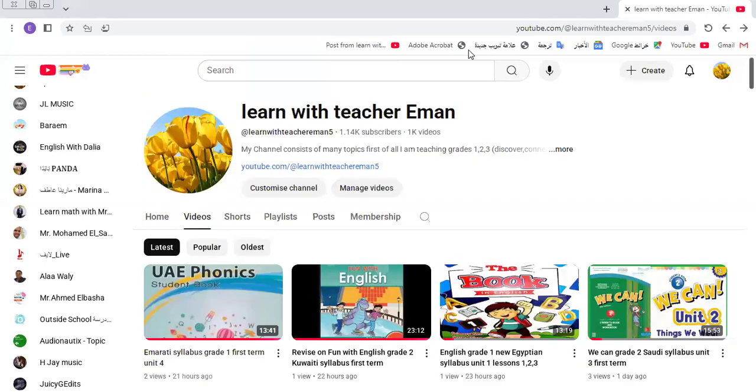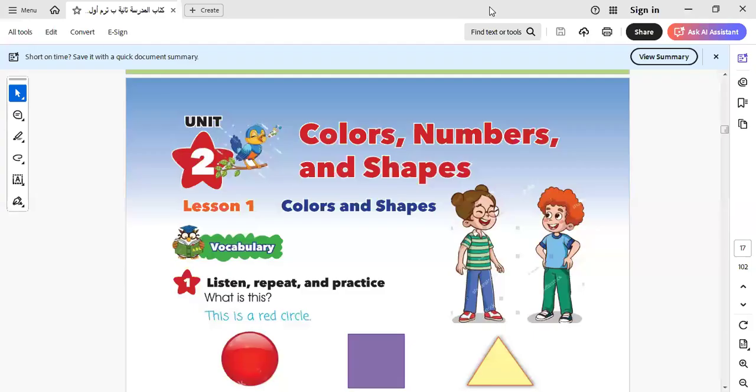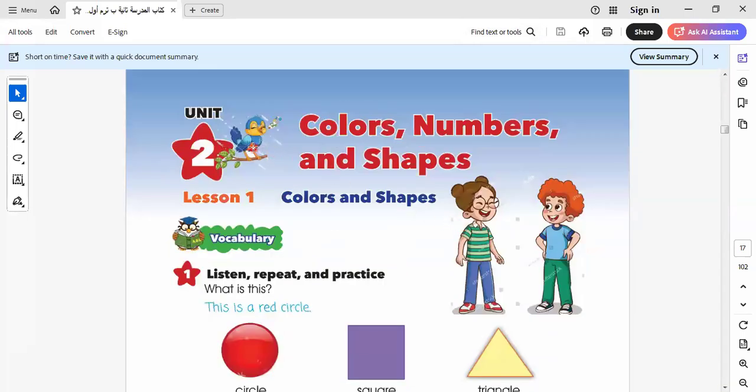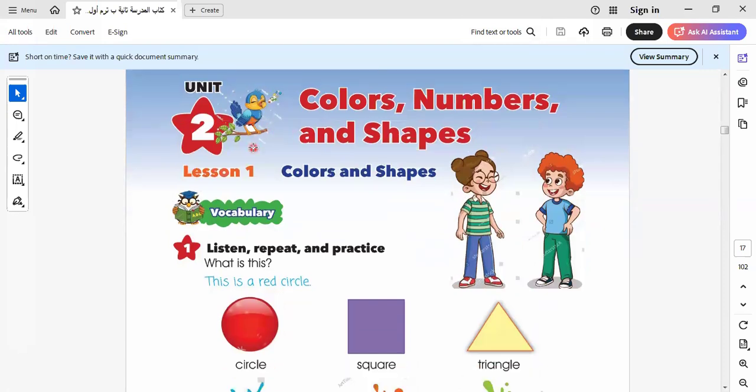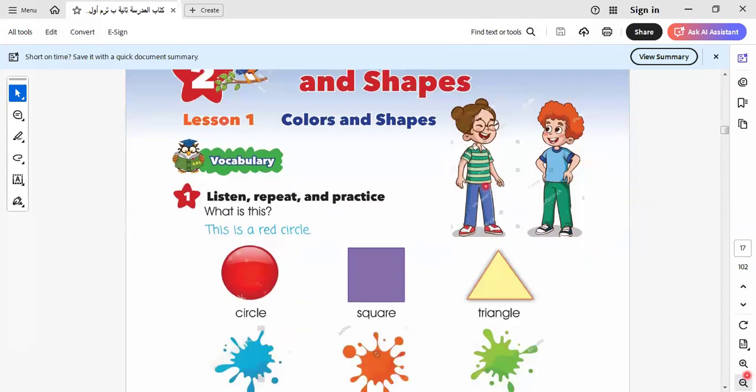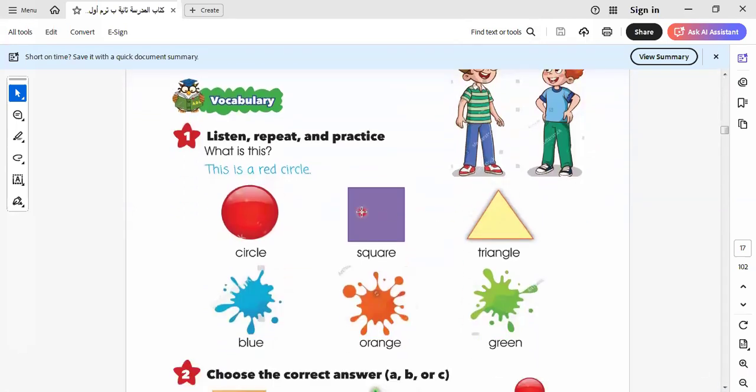Let's go to our lesson today. Today I will start unit 2 in your English book, in the new English syllabus book. This is the second unit in your book. This is for grade 2, not grade 1. Unit 2 is about colors, numbers, and shapes. Let's learn more about this topic.